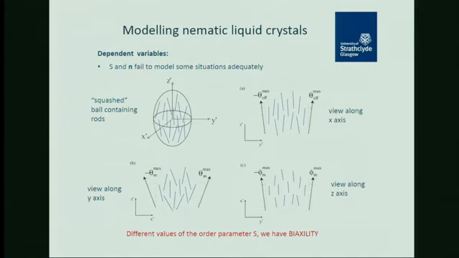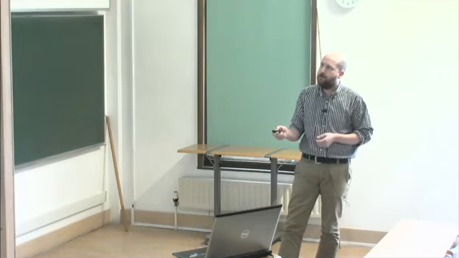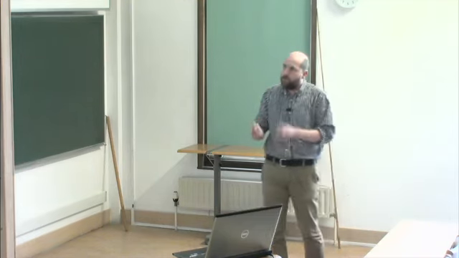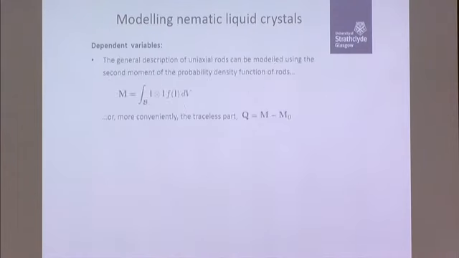By squashing my ball here, I can now define uniquely three different axes, the x, y, and z axis. Before, in my unsquashed ball, the x and y axes were essentially the same, and I had a degenerate system. So biaxiality, how do we model biaxiality? And we've seen this before.